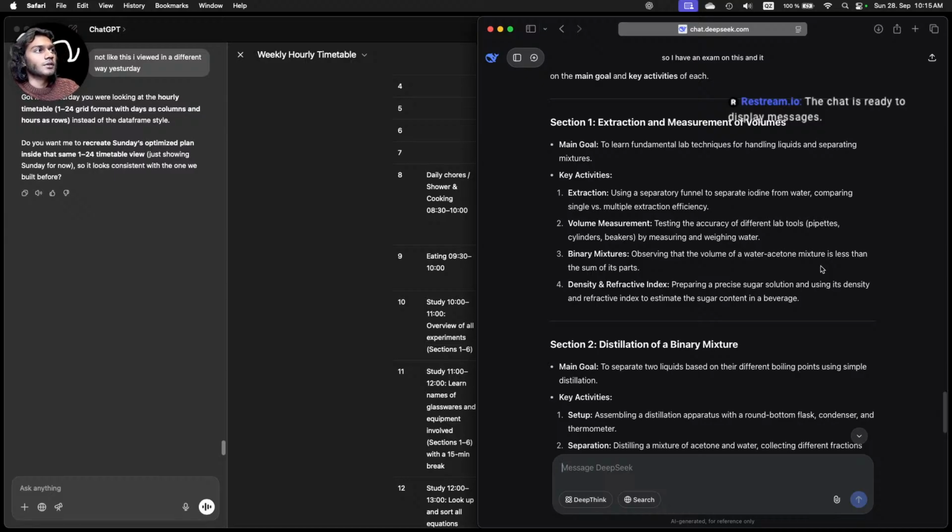Density and refractive index. Preparing a precise sugar solution and using its density and refractive index to estimate the sugar content in a beverage.